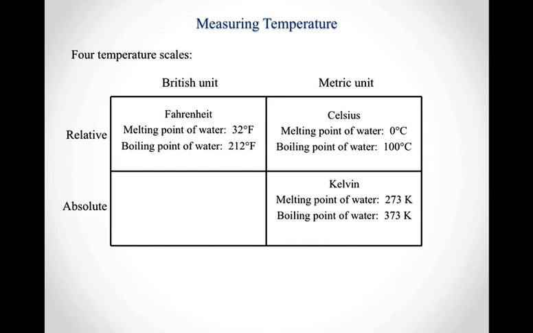The boiling point of water, of course, is another 100 degrees above that because the steps within the Kelvin scale are the same as the steps within the Celsius scale. So the boiling point of water is 373 Kelvin.